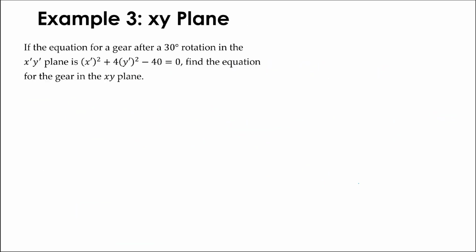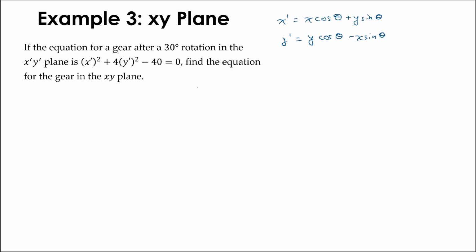Taking a look at our third example: if the equation for a gear after a 30-degree rotation in the x'y' plane is x prime squared plus 4y prime squared minus 40 equals 0, find the equation for the gear in the xy plane. So now we're trying to go from the x prime, y prime plane to the xy plane.